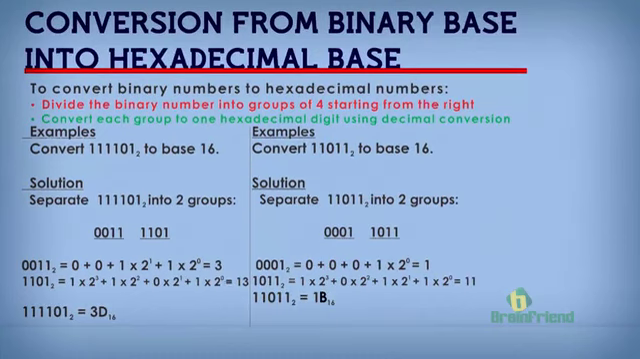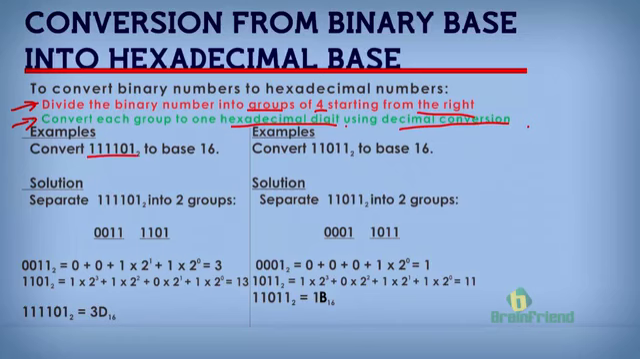Next, we'll look at how to convert binary numbers to hexadecimal numbers. That is from base 2 to base 16. To do that, we'll follow 2 simple steps. First, divide the binary number into groups of 4, starting from the right. Next, each of those groups will be converted into one hexadecimal digit using a decimal conversion.